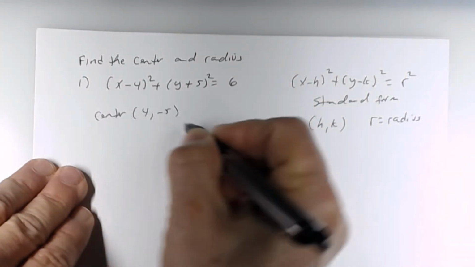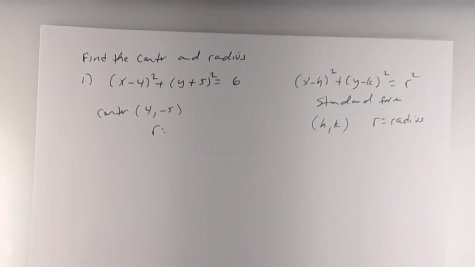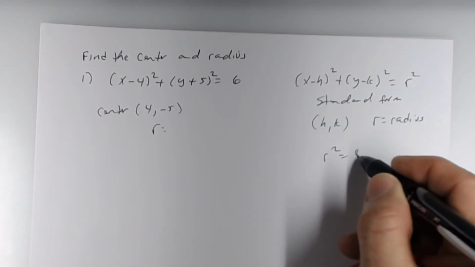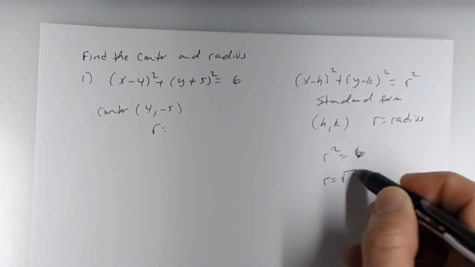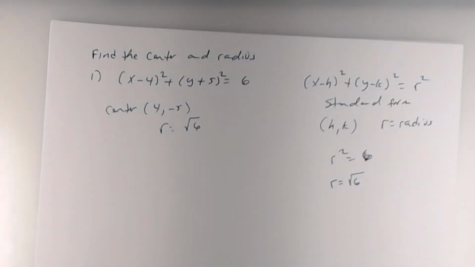(4, −5). Now the radius, remember 6 is not a perfect square, so don't let that throw you off. So 6 is not the radius. What does the 6 represent in terms of that equation up there? r². So r² equals 6. How do you get r by itself? Square root. So you get the square root of 6. So that's your center and your radius.